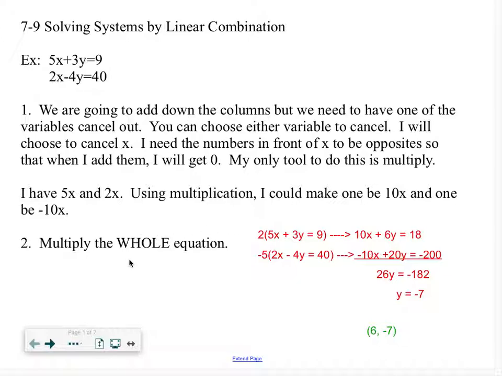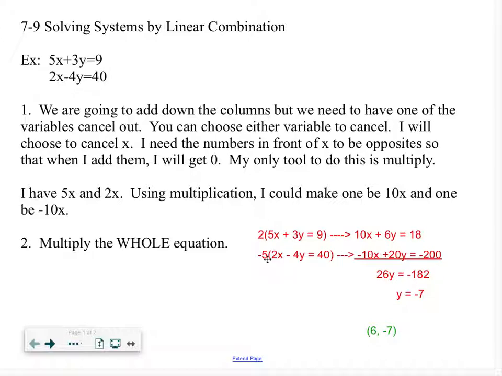So you can multiply the entire equation. If you take the top equation, I'm going to multiply the entire thing by 2. The reason for that is I'm trying to make the coefficient in front of x to be positive 10. We saw in class that when you graph these in Desmos, it is exactly the same line. Multiplying the entire equation by 2 does not fundamentally change the equation.